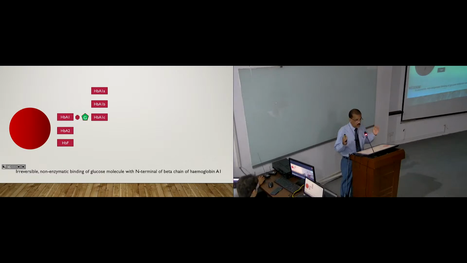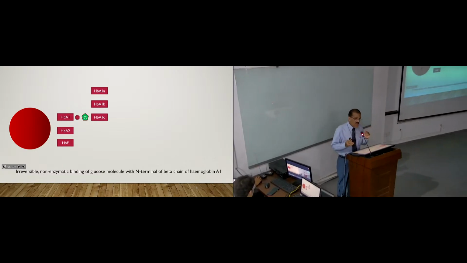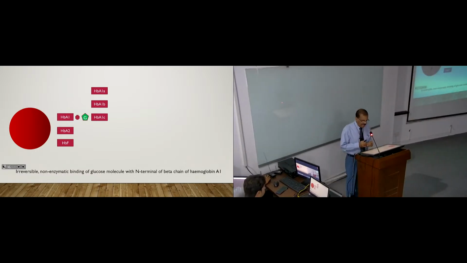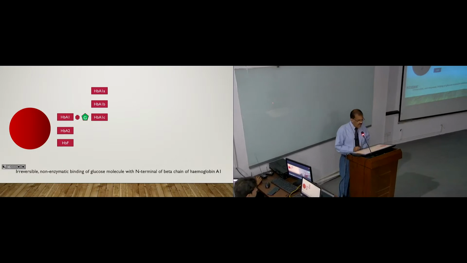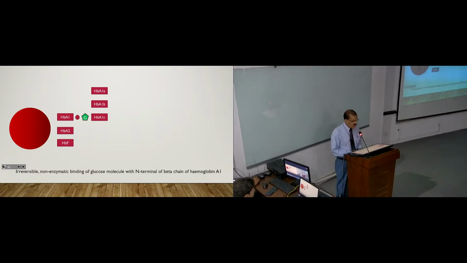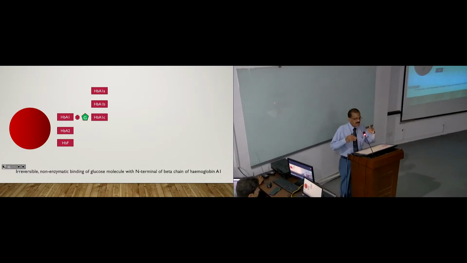That means the process is slow. But it is irreversible. Whatever glucose is bound to hemoglobin is not going to detach. It is going to stay with that RBC till that cell dies, after its life of about 120 days. And it is attached to the N-terminal of the beta chain of hemoglobin A1c. That means if there is a hemoglobinopathy or some thalassemia which affects the beta chain, that is going to affect our HbA1c also.